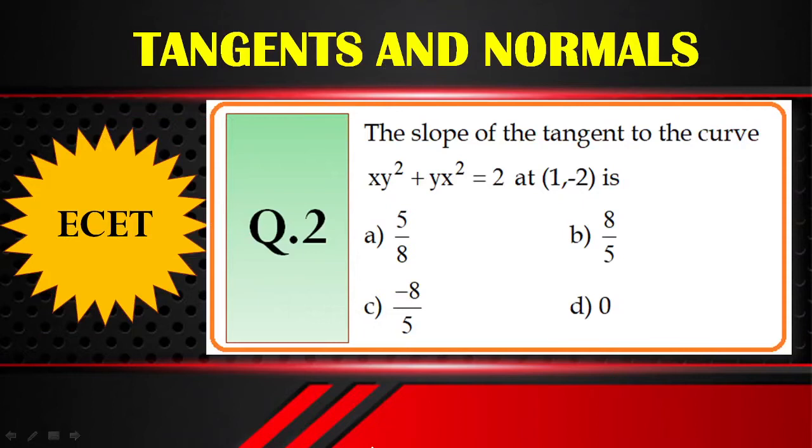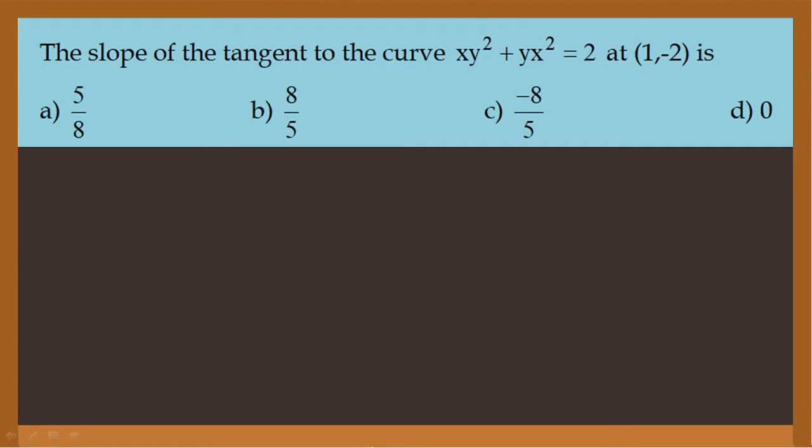Dear students, see the question number 2. Read the question and write it. The question is: the slope of the tangent to the curve x y square plus y x square equals 2 at the point (1, minus 2) is, options are 5 by 8, 8 by 5, minus 8 by 5, 0. Let us find this.